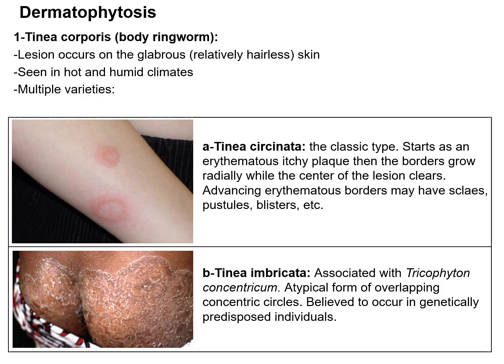There are various types of manifestations of dermatophytosis, starting off with Tinea corporis, which is referred to as the body ringworm, and you'll see why we call this a ringworm in a little bit. So all these infections are referred to as a ringworm. You'll see where this comes from.